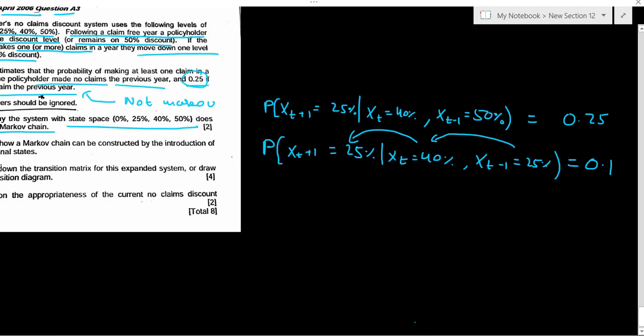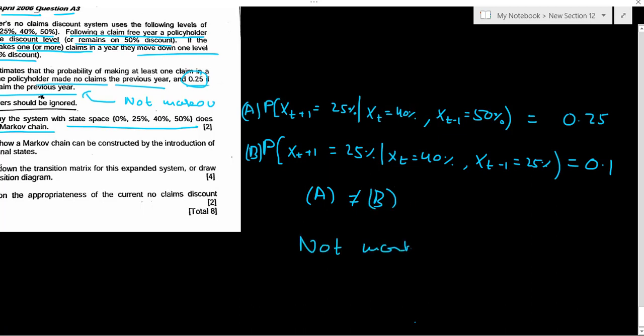Okay, so since these two probabilities are not equal, let's call this A and let's call this B. Since A is not equal to B, this process is not Markov, because between A and B the only difference is that X_{t-1} is different, but this should not affect the probability. Clearly the Markov property states that the probability of this state can be modeled completely by the information of this state, and the previous state should not affect it, but it is clearly affecting it, so this process is not Markov.